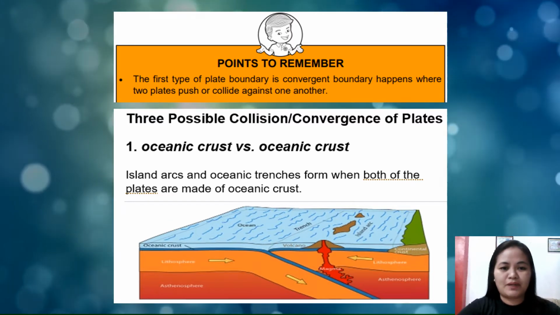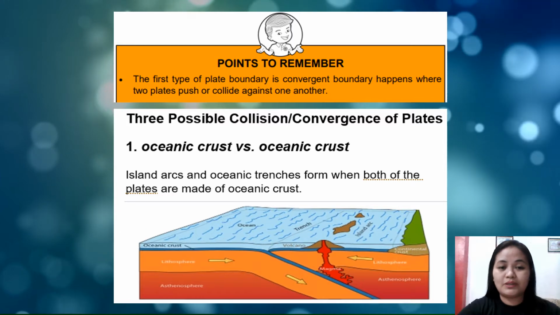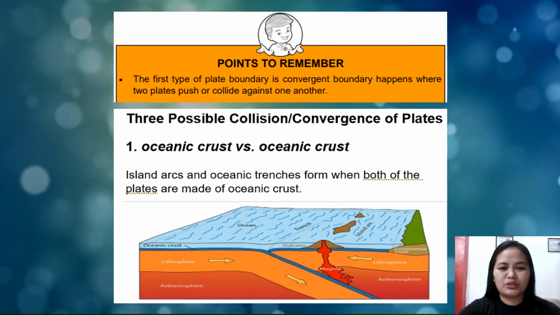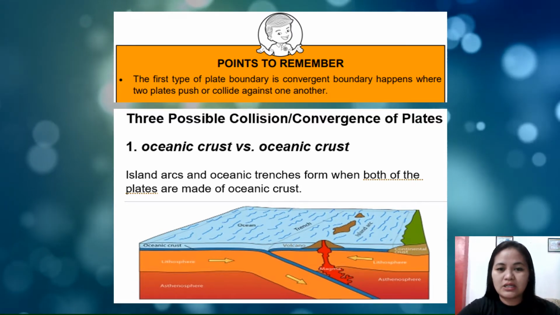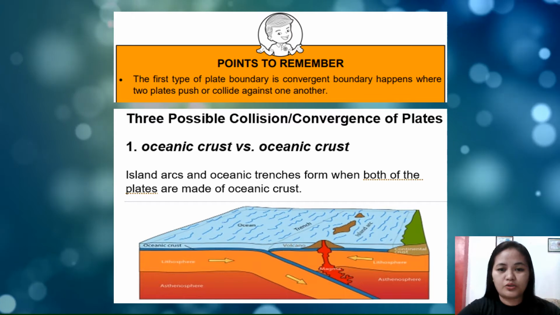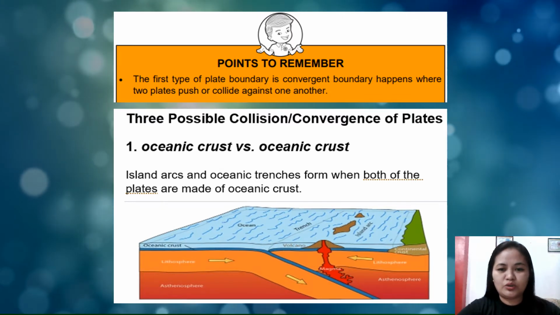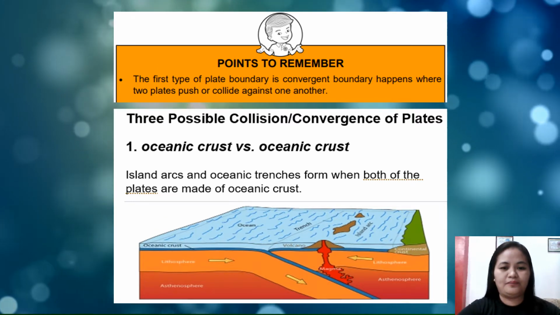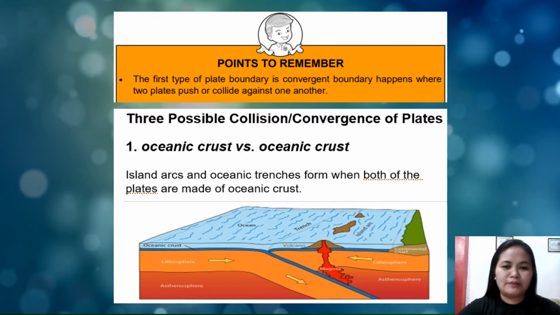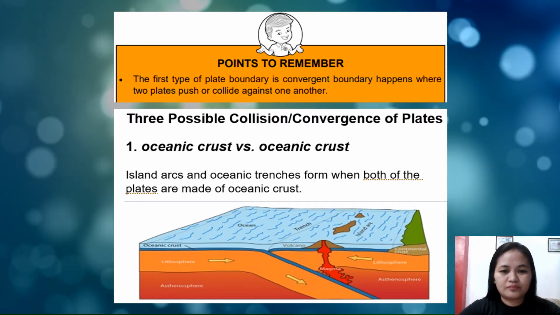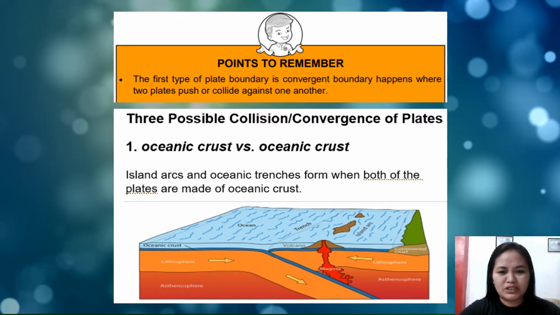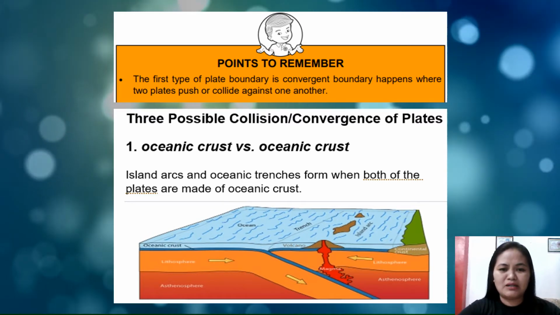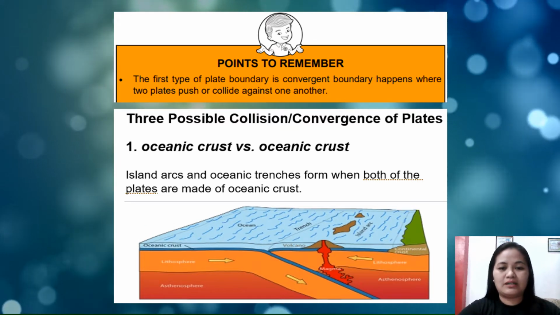The first possible collision is between oceanic crust and oceanic crust. As you can recall, oceanic crust is the crust under the ocean. In Filipino, ito yung lupa sa ilalim ng karagatan or tubig. Okay, what is this? First, convergence. Again, between oceanic and oceanic. So, they are both dense. In Filipino, pareho silang mabigat at siksik.